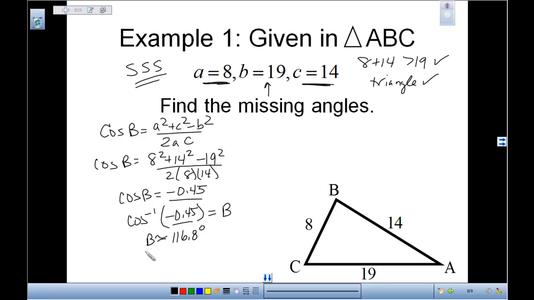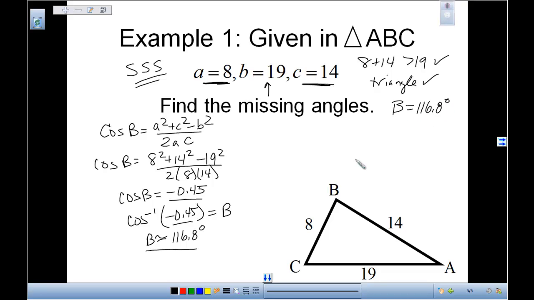So we've got angle B. Great. And it is an obtuse angle. Great. This tells us that we're not going to have any more angles that are greater than 90 degrees because we know in a triangle we can only have at most one obtuse angle. So we've got angle B. So now all I need to do is find angles A and C.